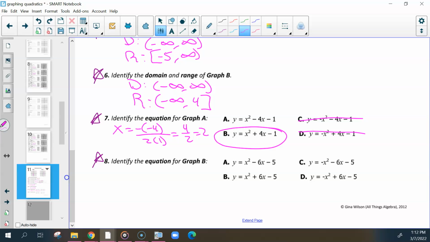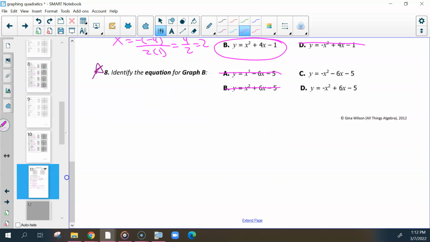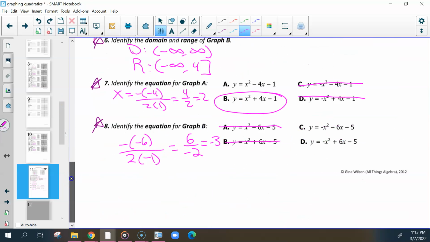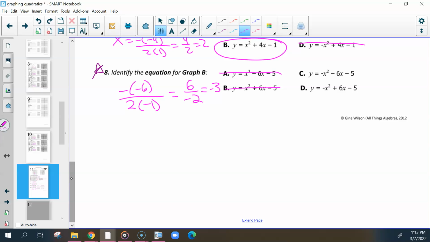And then same thing for 8. We know since it faces down that it can't be positive, so we can get rid of A and B. And then we can find the axis of symmetry for one of them. So, -6 over 2 times -1, or 6 over -2. But our axis of symmetry was positive, so it's not that.